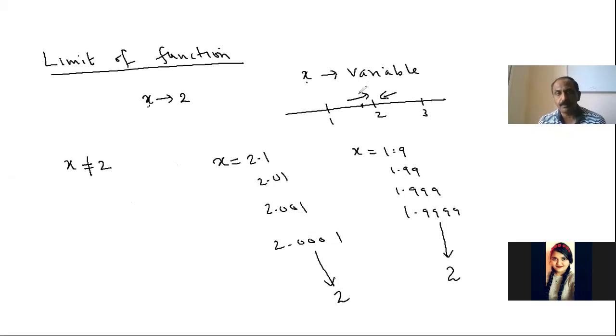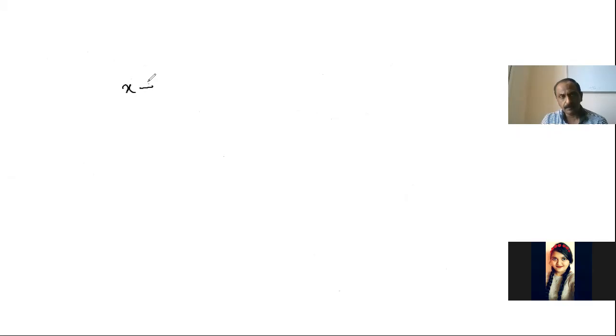Do you understand the meaning of neighborhood of 2? Yes, sir. So whenever I say x is approaching 2, the value of x is nearer and nearer to 2, but not equal to 2. Agreed, all of you? Yes, sir. So what is the meaning of this notation, x approaching 0? One of you tell me. x is near 0 but not equal to 0.